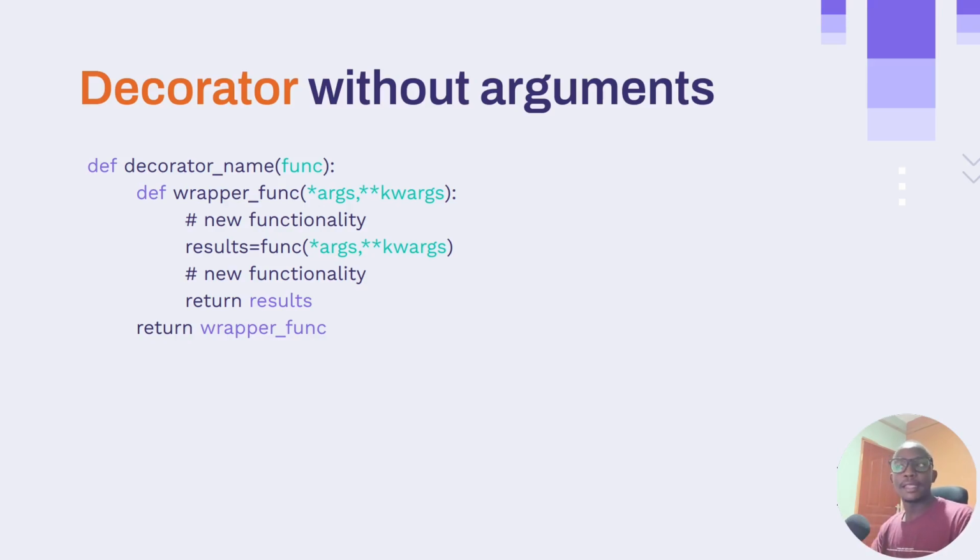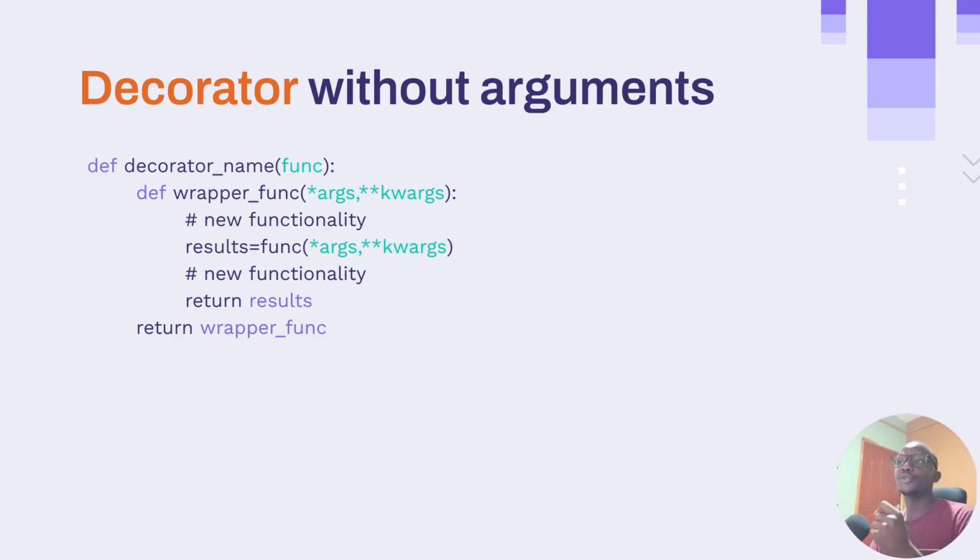And then inside this wrapper function, inside this second function that we have nested inside the function that holds the name of the decorator, is where we are going to extend or alter the functionality of our function. This is where the function that we plan to extend is going to be invoked, and then after the new functionality has been added, we are going to return that function back to the user. I hope that is clear.